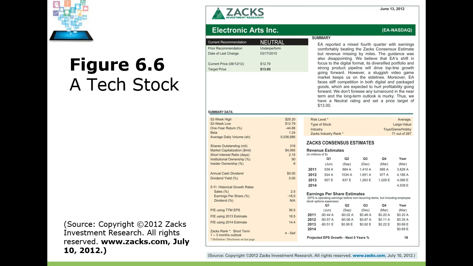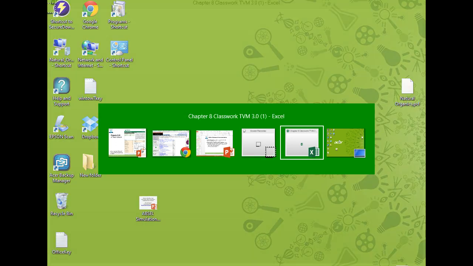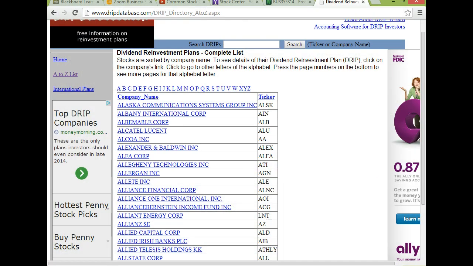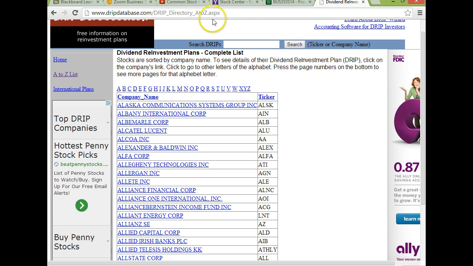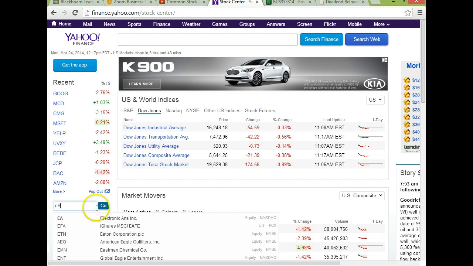So here's a tech stock, Electronic Arts, a company that has recently been doing better, but they had some hard times. Let's go to Yahoo Finance and look at Electronic Arts to get an idea. The symbol is EA. Their big thing is their sports games, like Madden football. Has anybody ever played that?